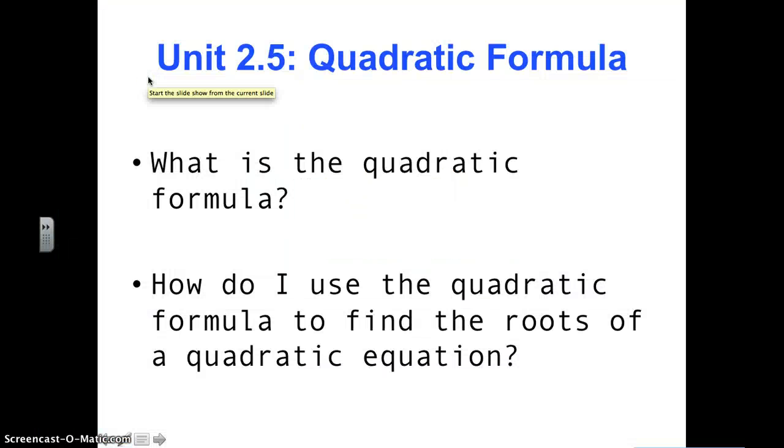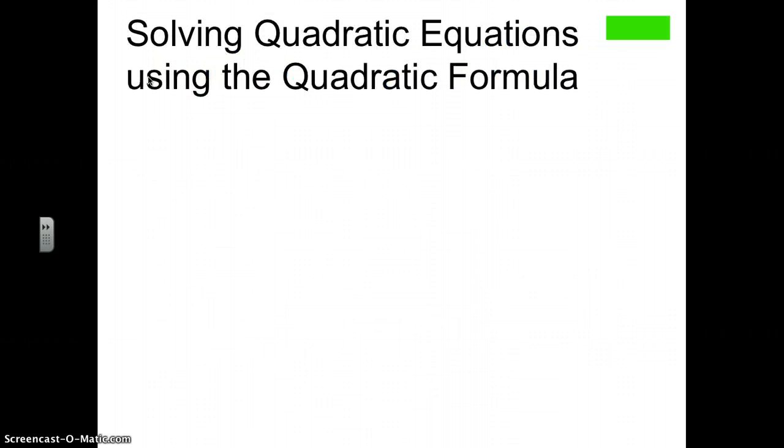Hey guys, welcome to Unit 2.5, which is the quadratic formula. Today we're going to talk about what the quadratic formula is and how to use this formula to find the roots of quadratic equations. So, solving a quadratic equation using the quadratic formula.